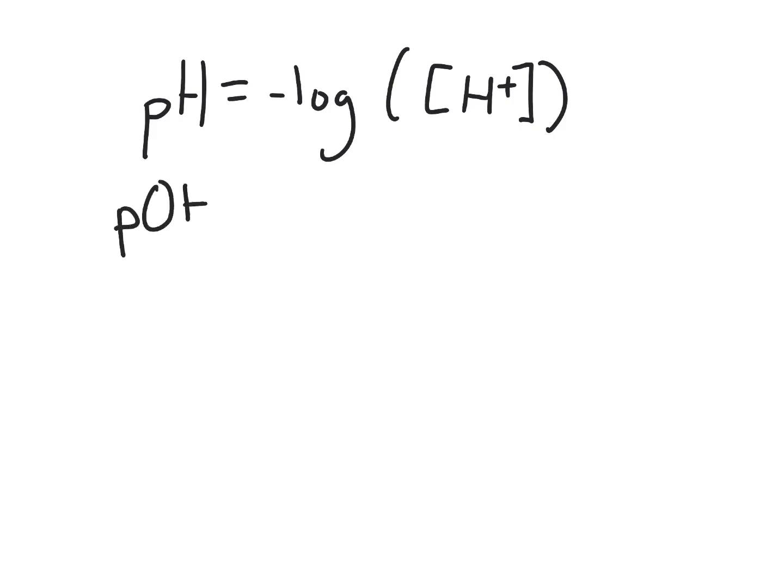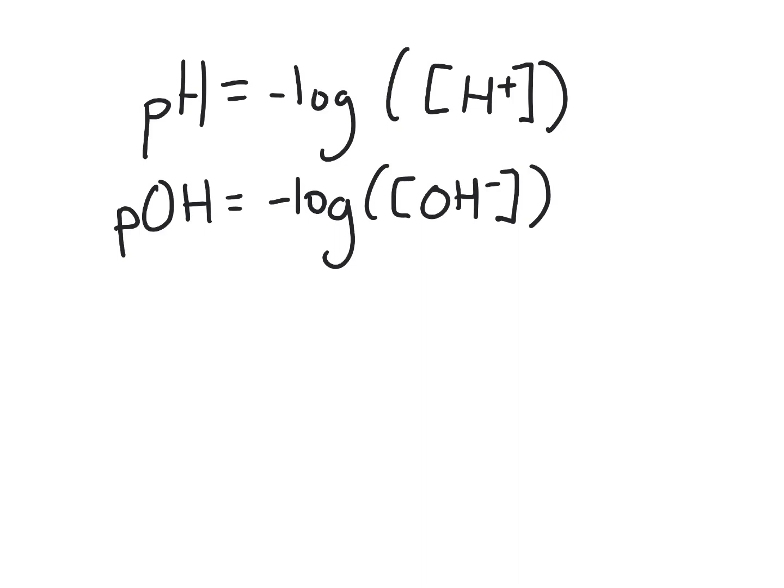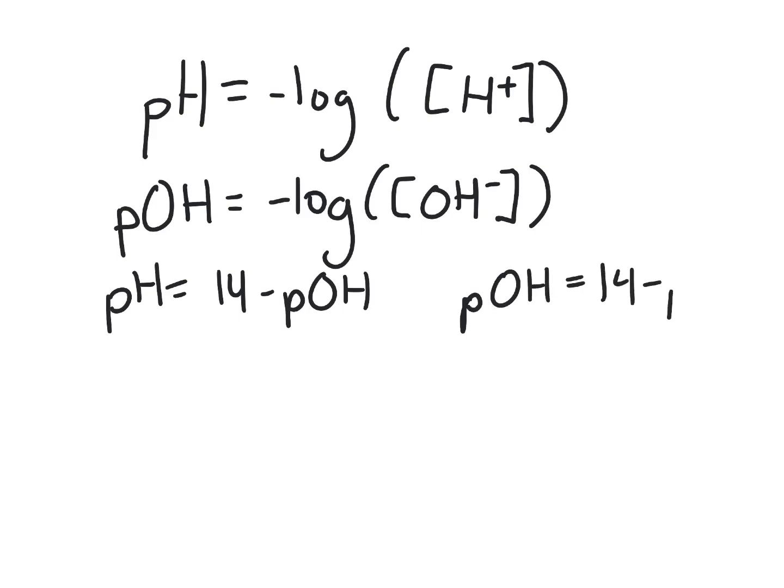pOH is the negative log of the hydroxide ions. pH is also equal to 14 minus pOH, and pOH is equal to 14 minus pH. We just have to know how to type them in the calculator. We don't have to understand them.